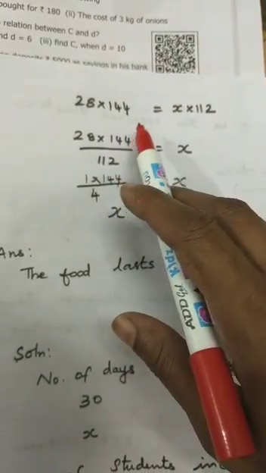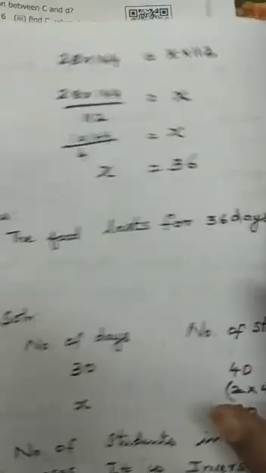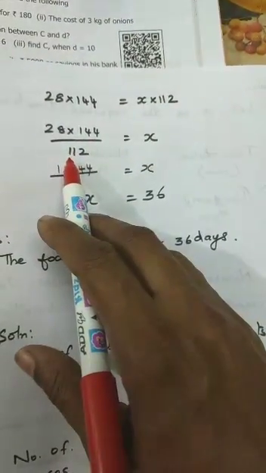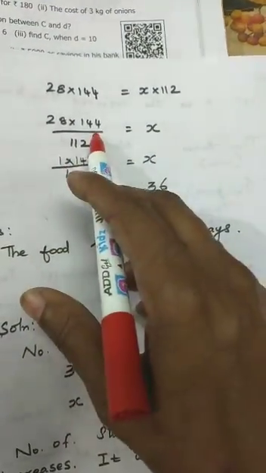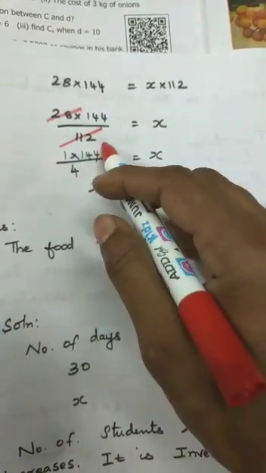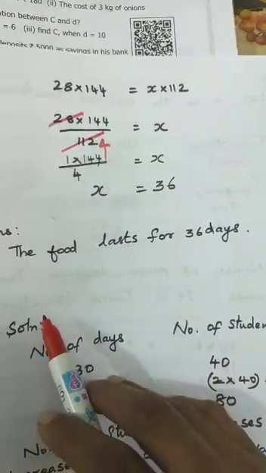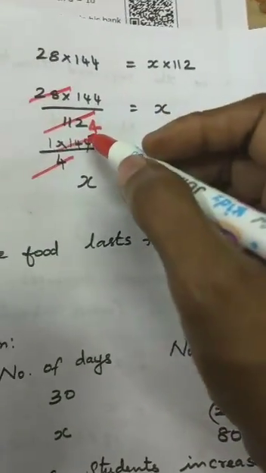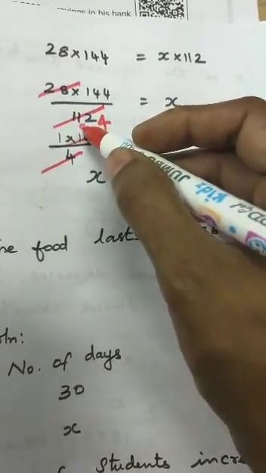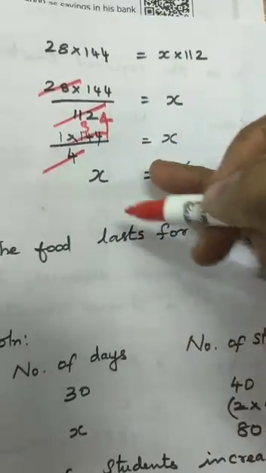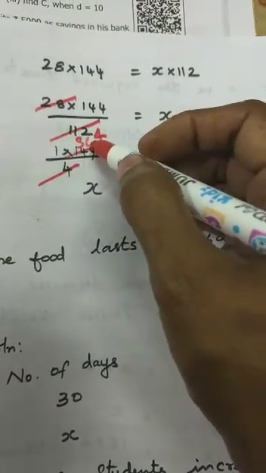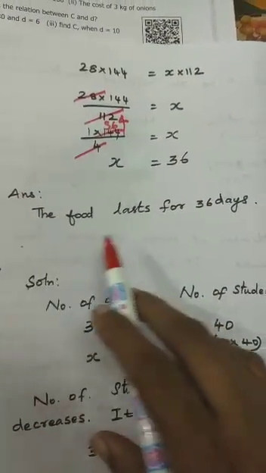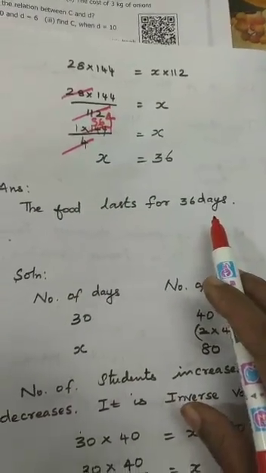28 into 144 is equal to x into 112. So keep x there. You have to find the value of x, no? So you are bringing this 112 this side. So now you cancel. 28 4s are 112, so you can divide by 4. 4 3s are 12. Remaining 2, 24. That is 6 4s are 24. So x is equal to 36. The food lasts for 36 days.